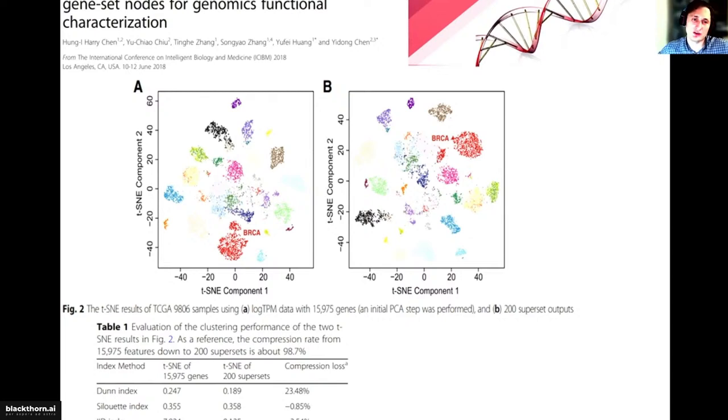If you look at the t-SNE graphs, they look reasonable. Different cancer types have their own color, and we can see that overall shape and distances are quite close. So probably it's a good method for dimensionality reduction, because when you have 20,000 genes, it's quite tricky to work with them and to understand what is going on.